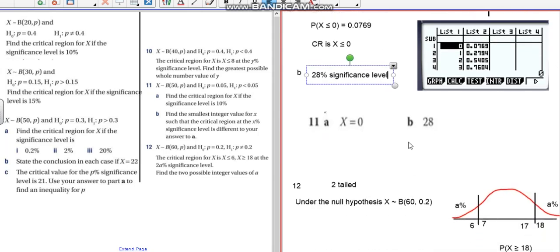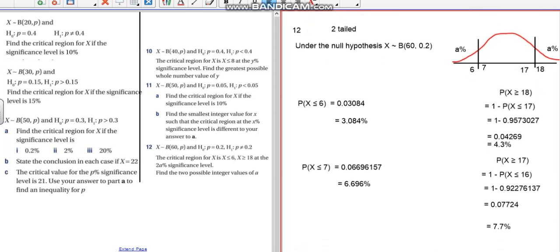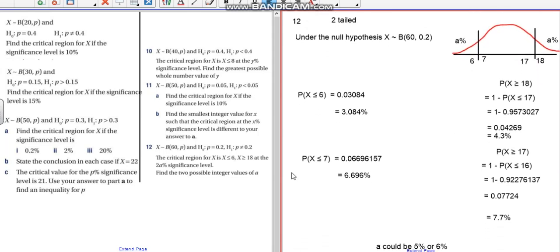Okay. Question 12. Now this was the difficult one. Okay, so question 12 was two-tailed. And under the null hypothesis, it's binomial distribution 60 and 0.2, and it's two-tailed because it's a not equal to.